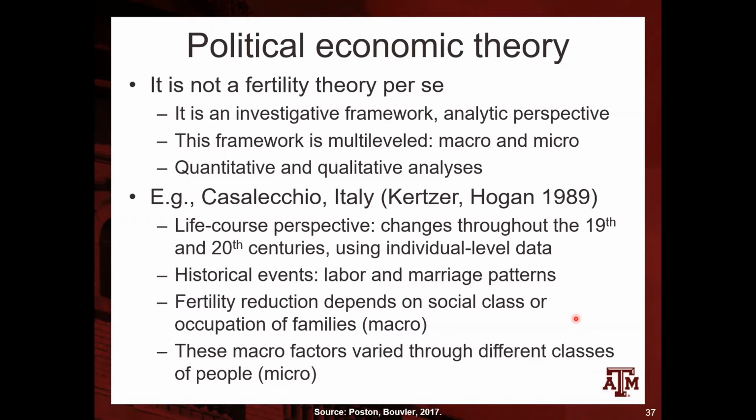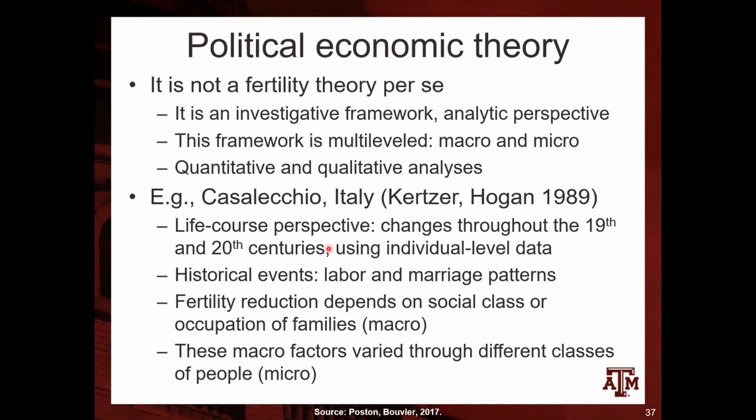And then he cites this example of a study in a community in Italy that had data at the individual level that followed people over time. So they could see life course transitions of these people, changes throughout the 19th and 20th century, exactly because of the richness of their data. And also, they had aggregated level data, not just information about the individuals and families going through the decades, but historical data about labor and marriage patterns.